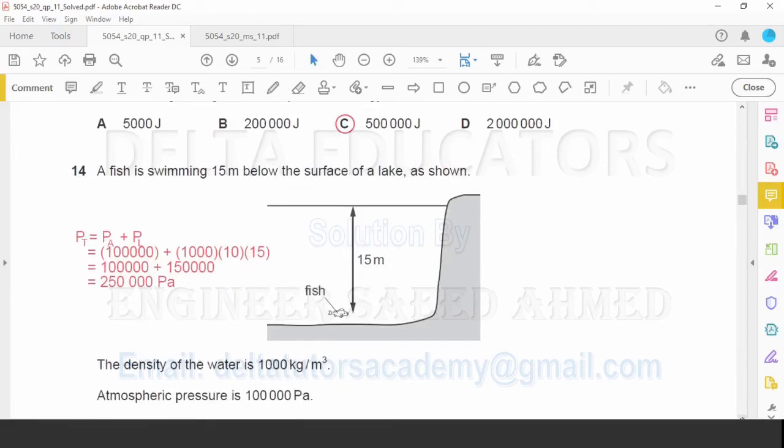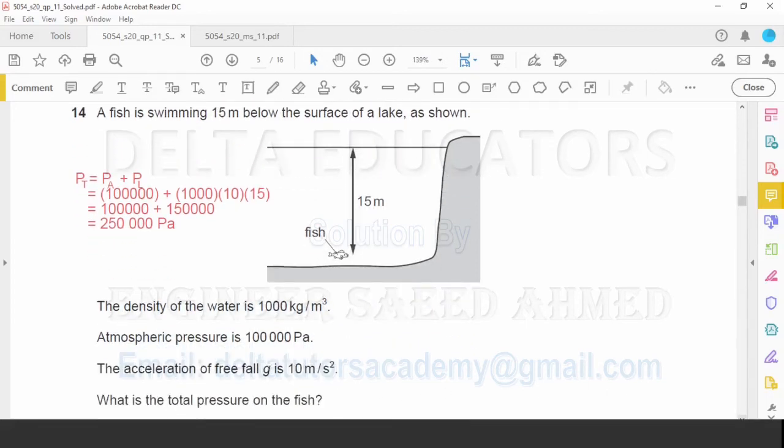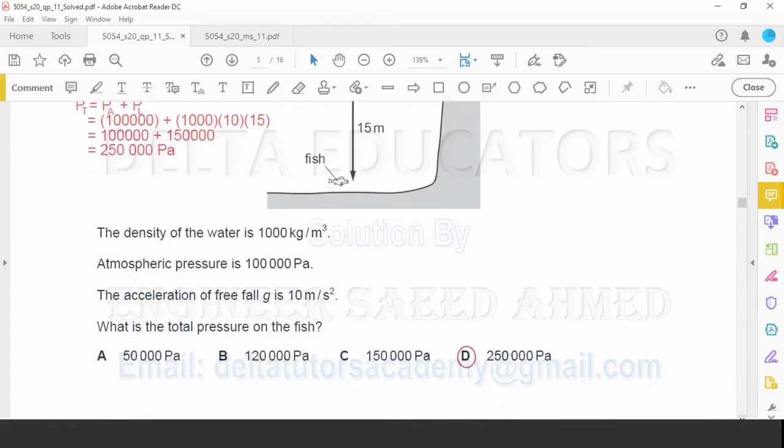Question number 14. A fish is swimming 15 meters below the surface of the lake as shown. It is 15 meters below the surface of the water. The density of the water is 1000 kg per meter cube. Atmospheric pressure is 100,000 Pascal. The acceleration of free fall g is 10 meter per second square. What is the total pressure on the fish?